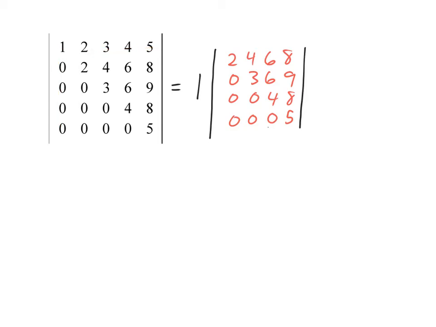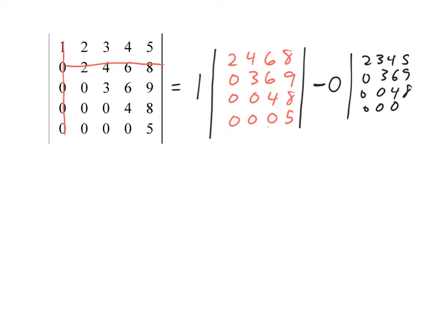And then, if I'm using this row, the next one's going to be 0, and I'm going to write this down just to make sure you realize, okay, so it's going to be minus, mainly because it always changes signs every time. So it's going to be minus 0 multiplied by its minor, which is going to be 2, 3, 4, 5, 0, 3, 6, 9, 0, 0, 4, 8, 0, 0, 0, 5.